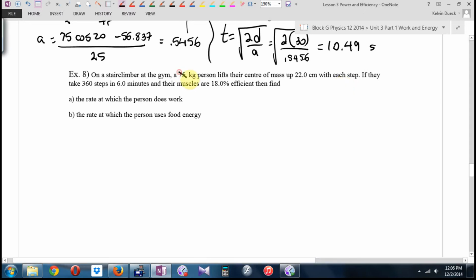So instead of 75, let's make this person 65 kilograms. So change that to 65 kilograms. And instead of 22 centimeters, let's make it 25 centimeters.